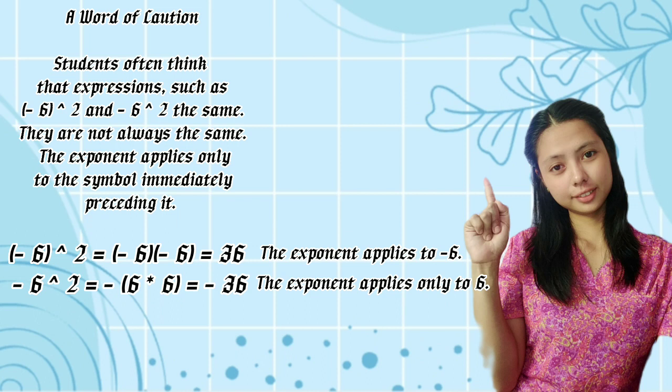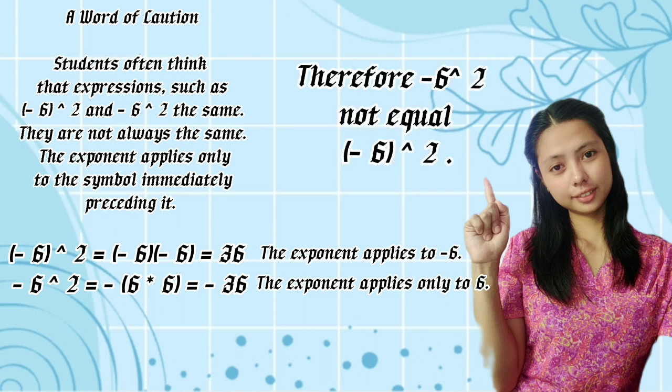So as you can see, (negative 6) squared has a parenthesis. So it equals negative 6 times negative 6, which is equal to positive 36. Now negative 6 squared has no parenthesis. So as you can see, negative 6 times 6 is negative 36. So in the first, the exponent applies to negative 6, and in the second, the exponent applies only to 6. Therefore, (negative 6) squared is not equal to negative 6 squared.